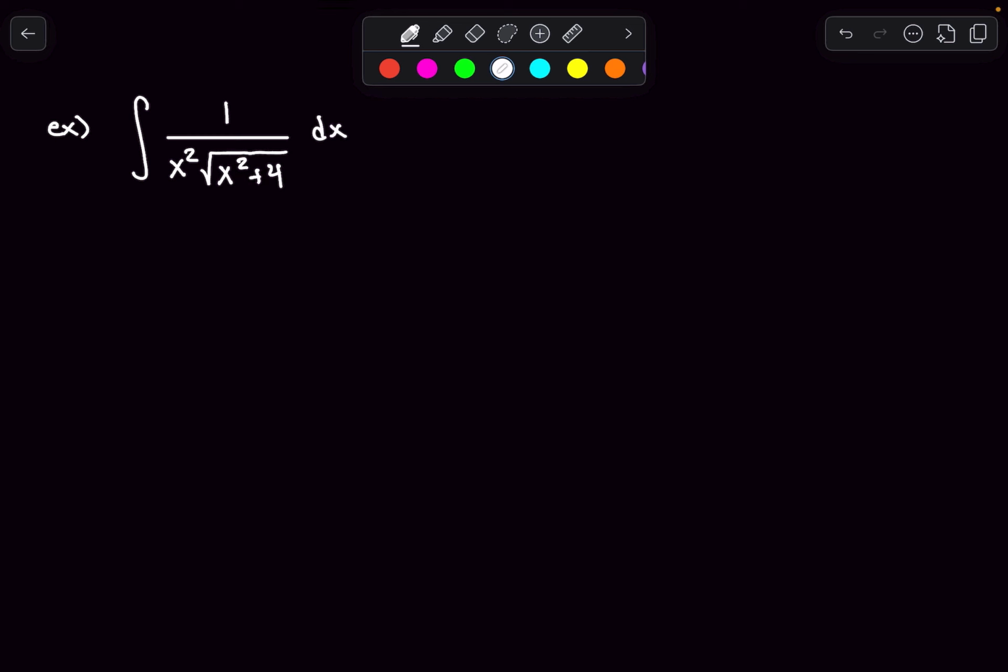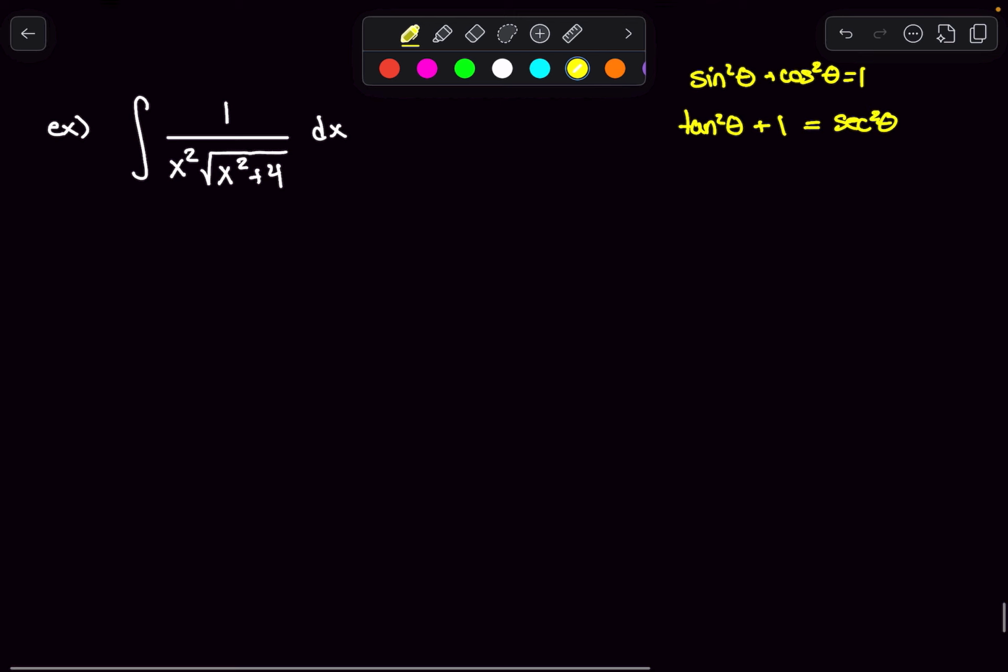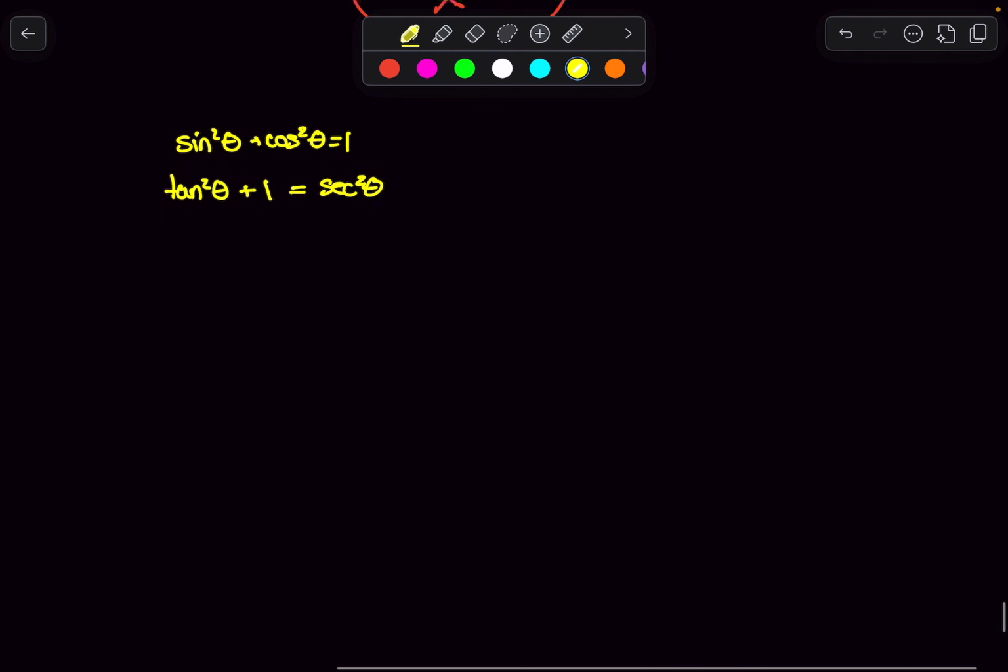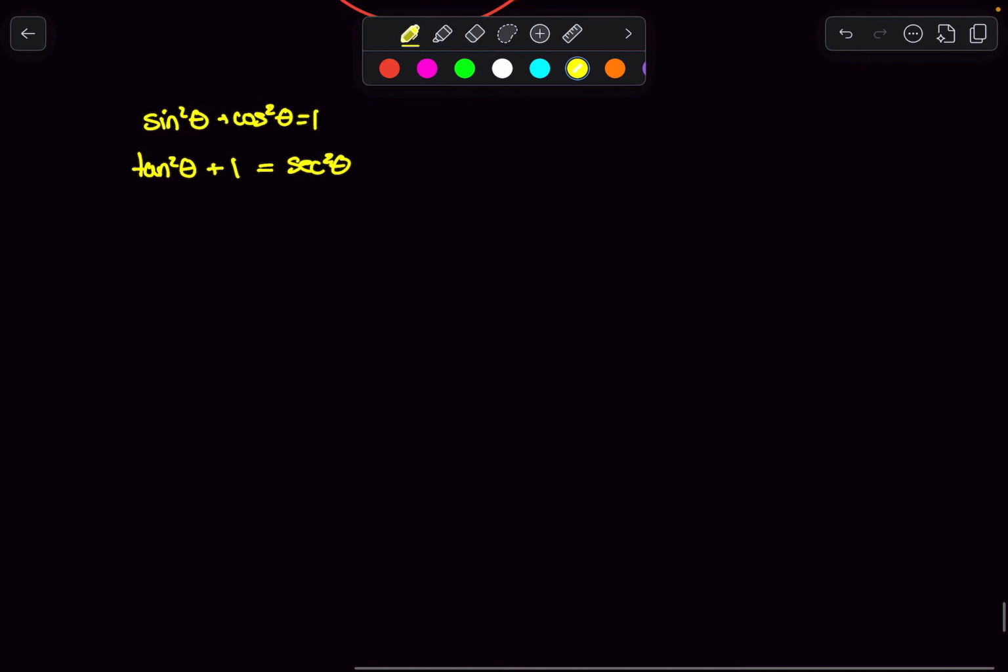And again, I'm going to write down my identities, right? I'm going to write down that sine squared theta plus cosine squared theta is equal to 1. And I'm going to write down that tangent squared theta plus 1 is equal to secant squared theta. And now I'm going to take a brief moment to point something out now that we've had a little bit of exposure to working with these identities.